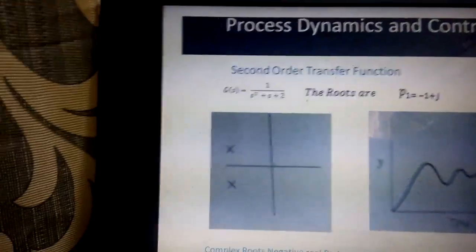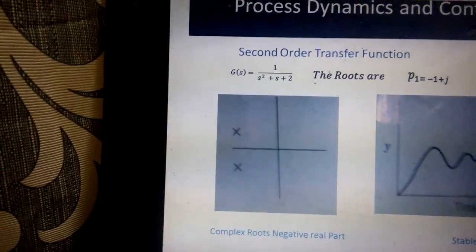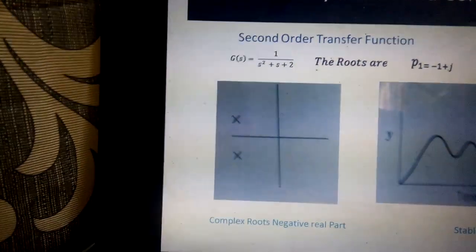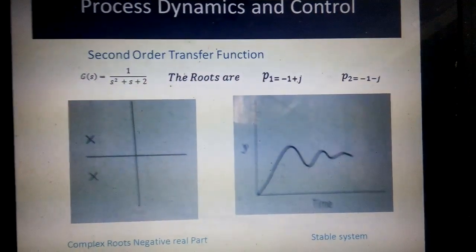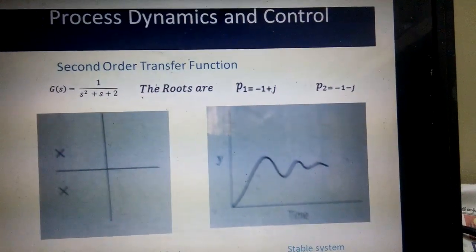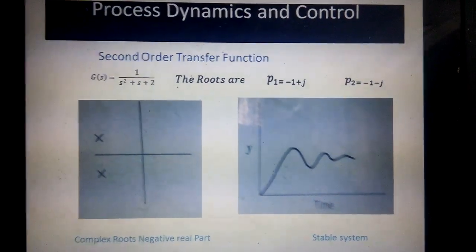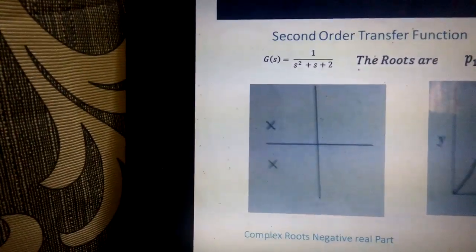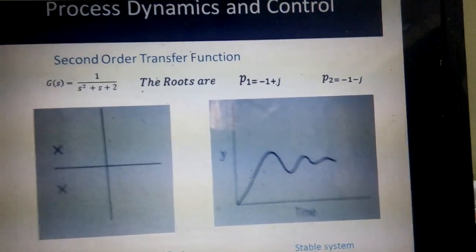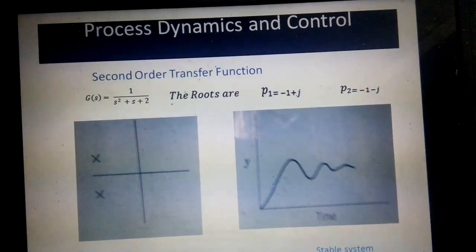Next we will see the sinusoidal response. Consider a second order transfer function, G(s) = 1/(s^2 + s + 2). Here we can find two roots, that is, complex conjugate roots. One root is p1 = -1 + j, and another root is p2 = -1 - j. All the real parts of these two roots are negative, so they lie on the left half of the plane. The response is sinusoidally decaying. Therefore, the system is also stable.